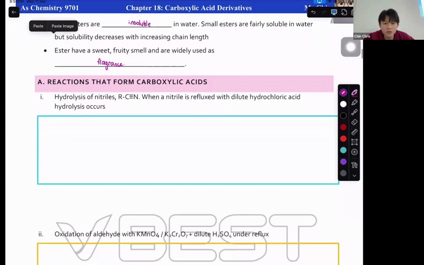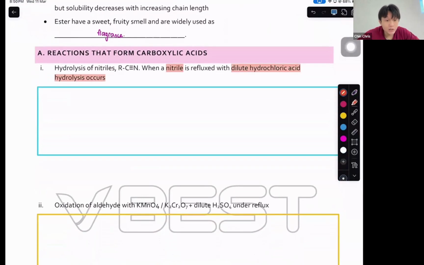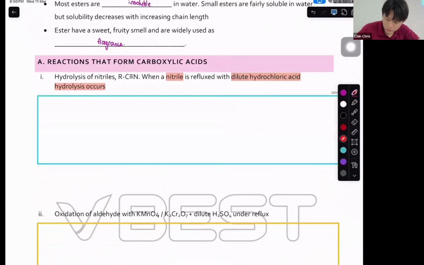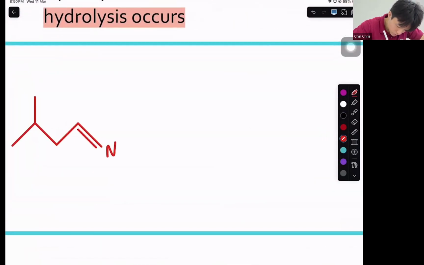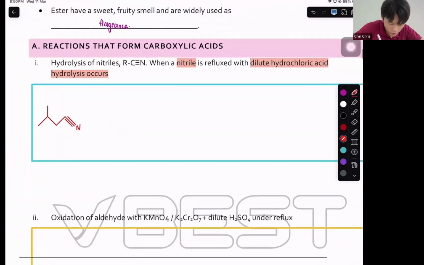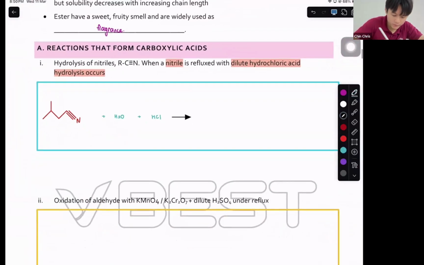Alright guys, next, a reaction to form carboxylic acid. The first one is you have a nitrile under acid hydrolysis. So guys, you should remember how to form the equation or not. Alright guys, I have this nitrile and I'm about to add H2O to it. And you have to add HCl here. This time I'm adding HCl. Guys, please draw the product. Go.